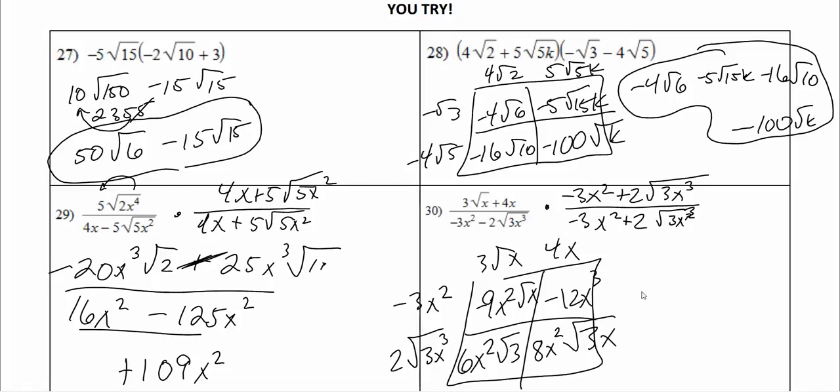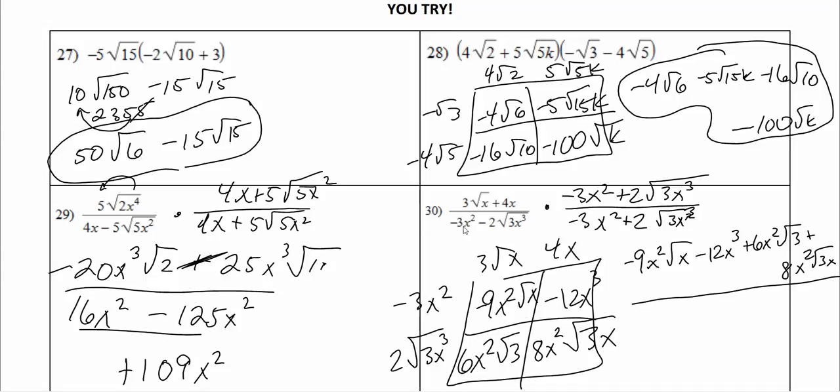So my numerator is -9x squared root x minus 12x to the 3rd plus 6x squared root 3 plus 8x squared root 3x over what? Over negative 3x squared. Negative 3x squared is a 9x to the 4 minus 2 times 2 is 4 times 3 is 12 x to the third. And that's our answer there, I believe. No, I'm kidding. That's not it.